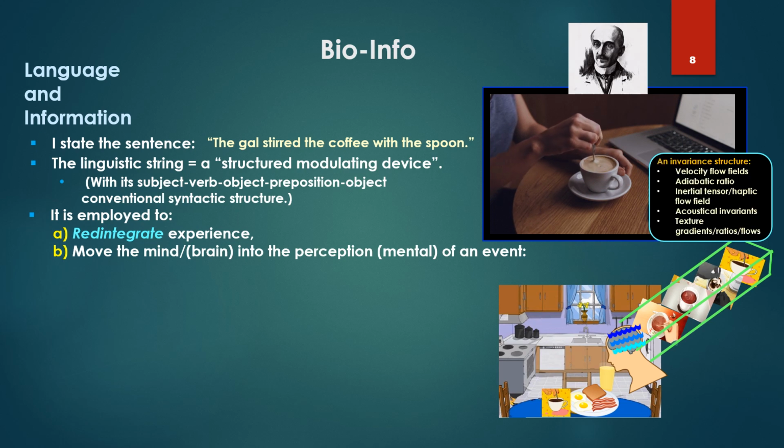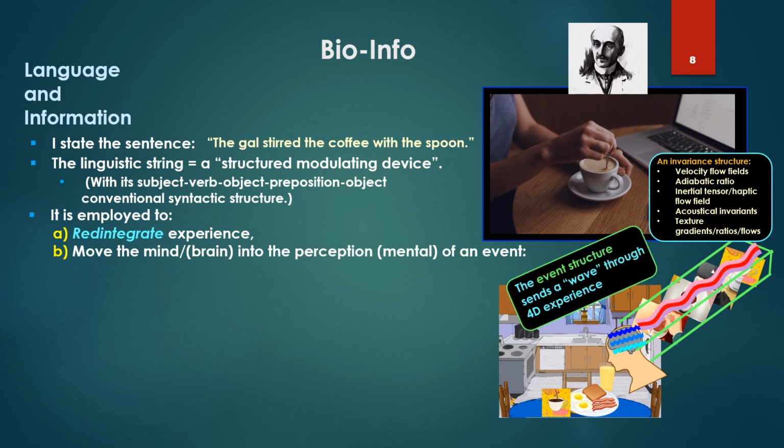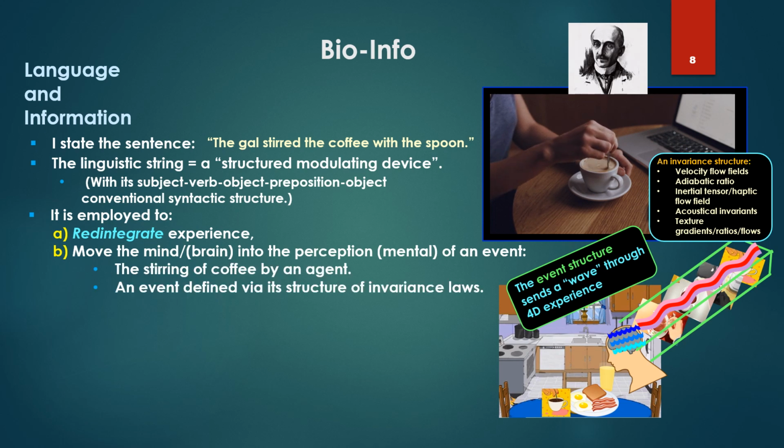Note that event, as we said several times, is an invariant structure. Velocity flow fields, adiabatic ratios, inertial tensors, acoustic invariants, etc. And the event structure sends a wave, a resonant wave, through 4D experience in this Bergsonian model. So it's intended first to reintegrate the experience of coffee stirring and move the mind/brain into the perception mental of an event. That is the stirring of coffee by an agent, an event defined via its structure of invariance laws.